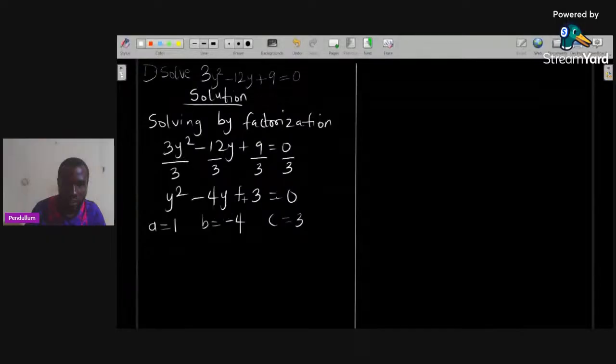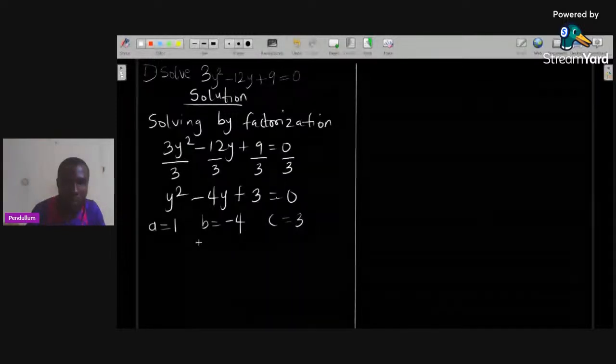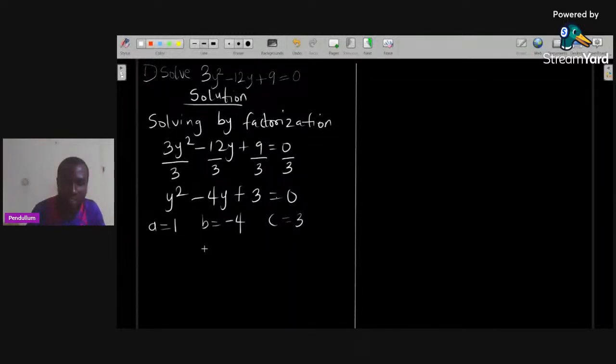All right. So now our A is 1 and our C is 3. A times C is 1 times 3, which will give you 3. Now what are the factors of 3 that when you add you get minus 4? Factors of 3 means two numbers that when you multiply will give you 3, but when you add them, you get minus 4. And those two factors are what they're going to be.